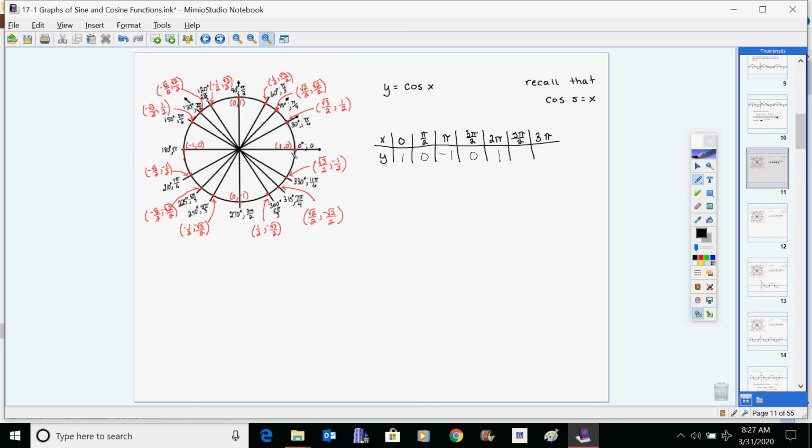But 5 pi over 2 would be just going another half pi. So we would get back to 0. And then 3 pi would be over here, negative 1. So you can see that repeating pattern come out. So the similar thing was happening with sine. But we have different values now. 1, 0, negative 1, 0, 1, 0, negative 1. So when you graph it, once again, you're going to need to make sure that you go as high as 1 and as low as negative 1, and the places where 0 lives are important.